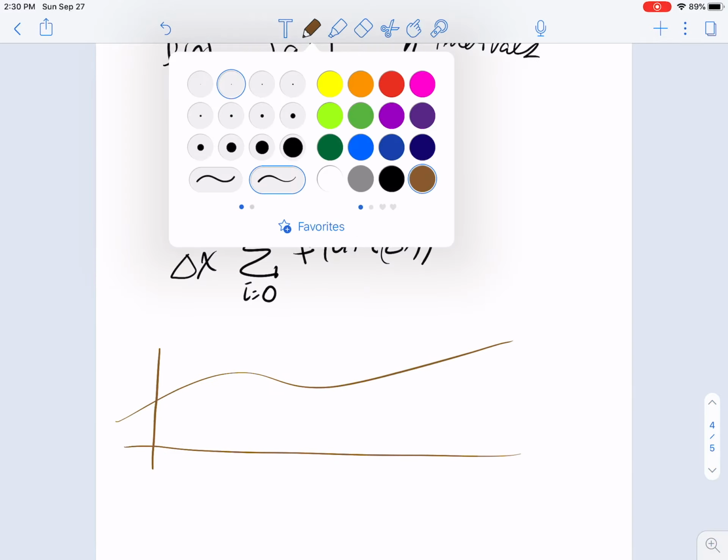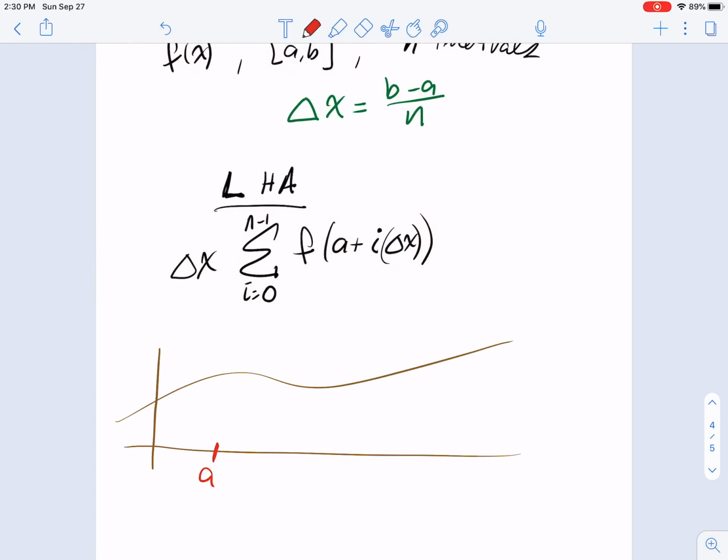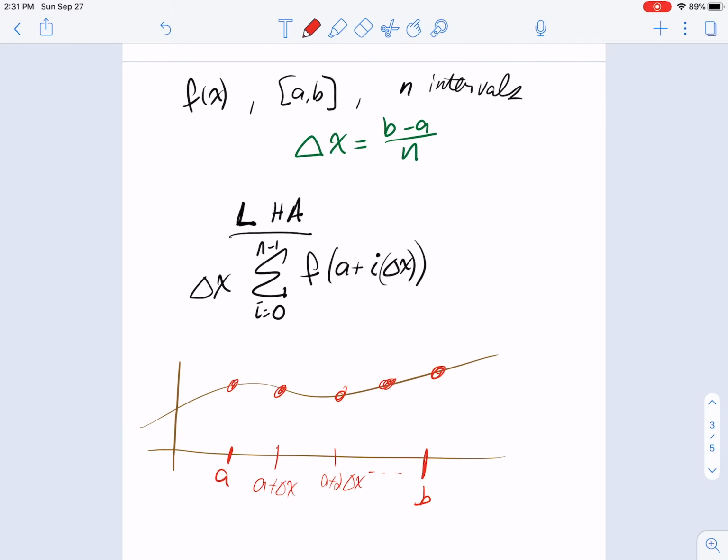Got a little function. And we want to go from A to B using n intervals, and we figured out that this delta x is the thing we care about. This is a plus delta x, this is a plus 2 delta x, and so on until we get up to b. And delta x was b minus a over n, where a to b is the interval we care about, and n is the number of intervals we want.